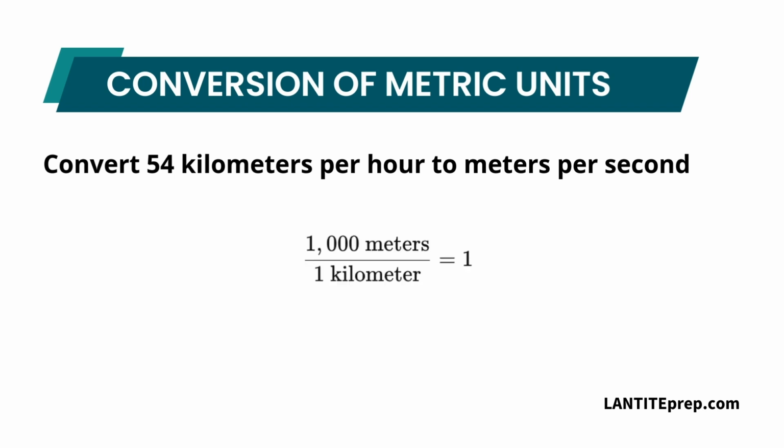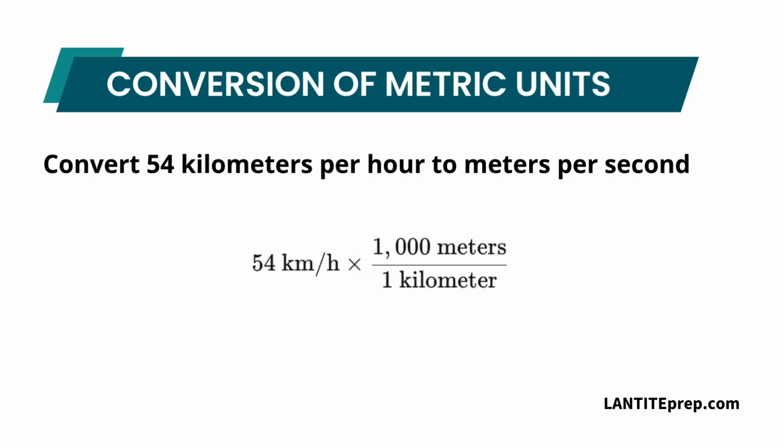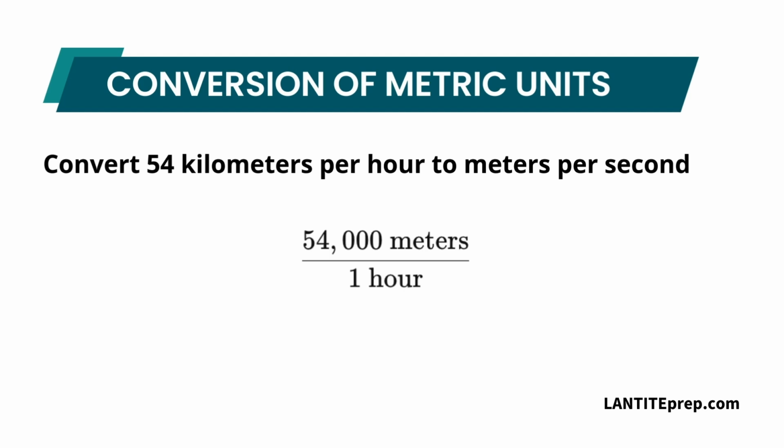First, we need to change kilometers to meters. Since 1 kilometer is equal to 1,000 meters, we can set up our conversion as a fraction that you can see on the screen. Now, multiply this by our original speed of 54 kilometers per hour. This gives us 54,000 meters over 1 hour.